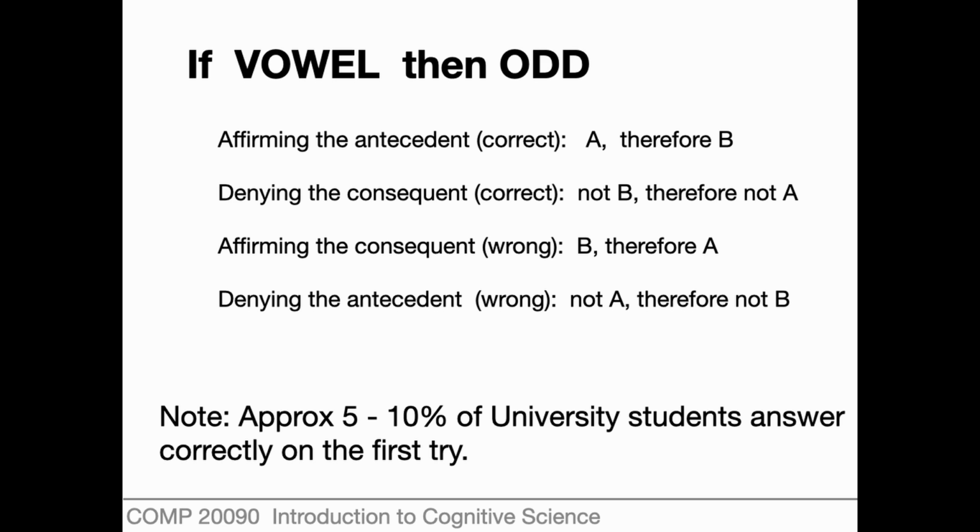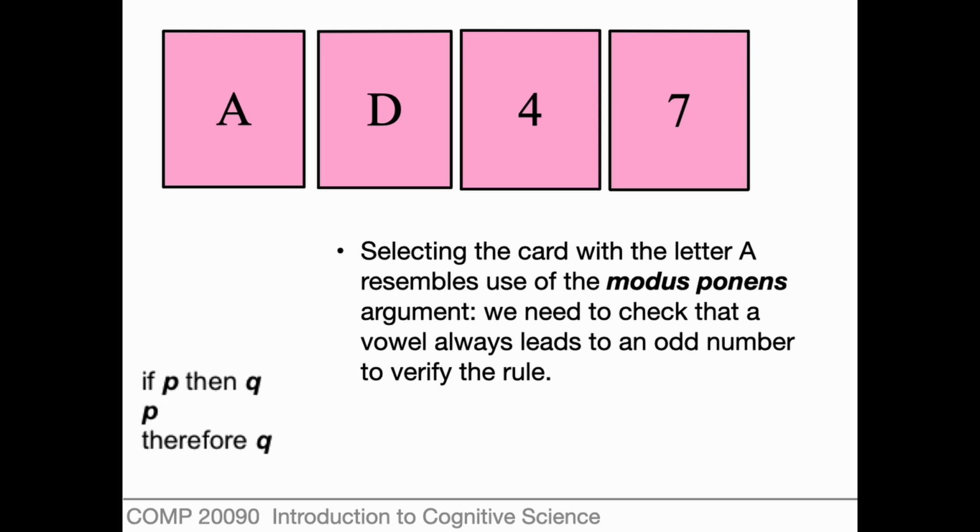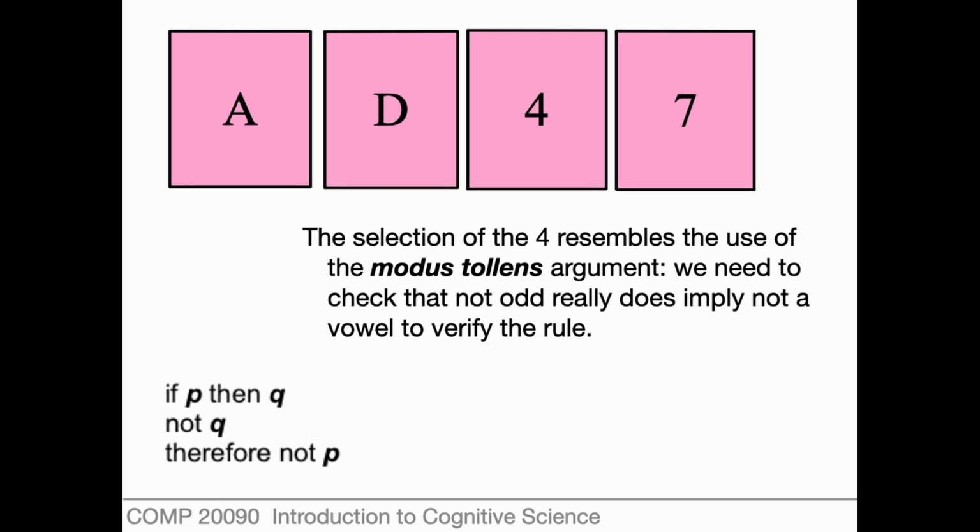You can step through the other 3 combinations there. We'll just look at them briefly. The first one, modus ponens, says if there's a vowel, then there's an odd number. So the A card has to be looked at. Right. Now, modus tollens says if P, then Q, not Q. If there's a vowel, then there's an odd number. There's not an odd number, therefore there shouldn't be a vowel. So if we see an even number, we will have to check that. So the card with 4 on it will have to be checked.